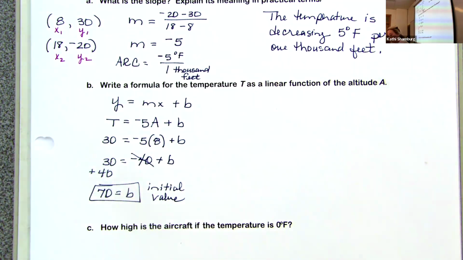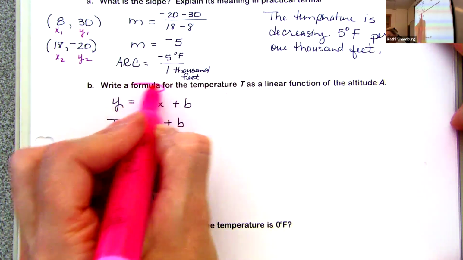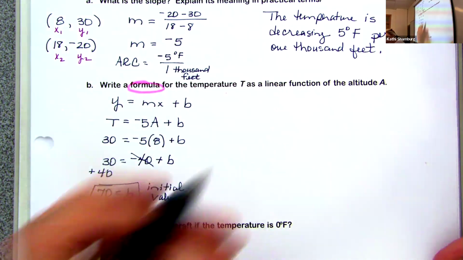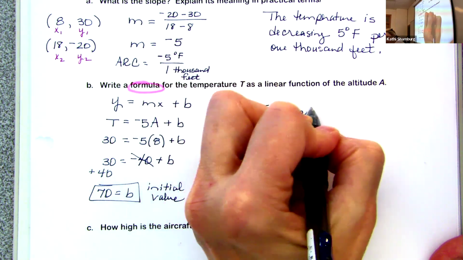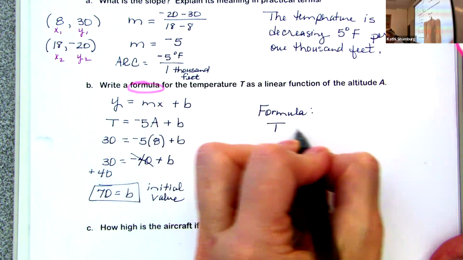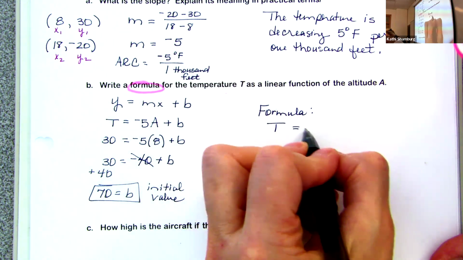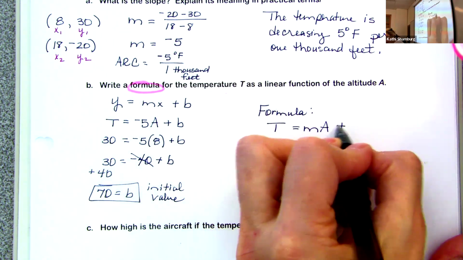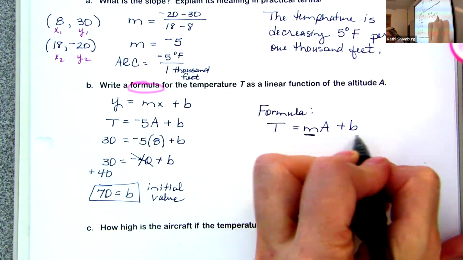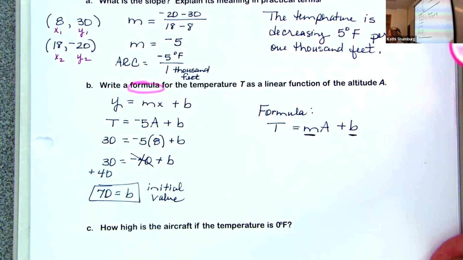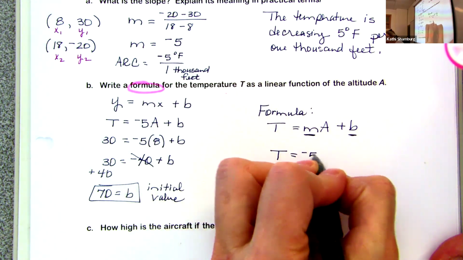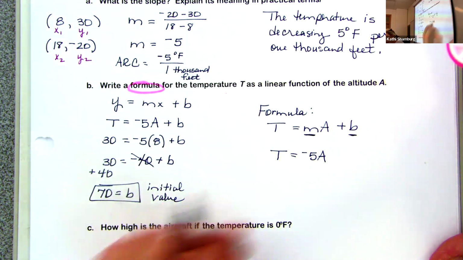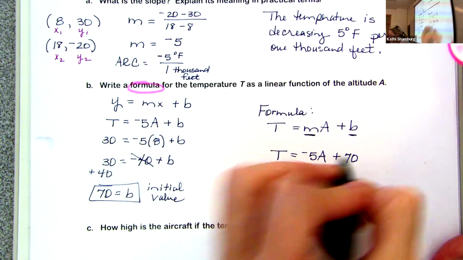So write a formula, which is T equals m A plus b. We substitute the numbers back in for the slope and the initial value. So T equals negative 5A, and this is positive, so plus 70.